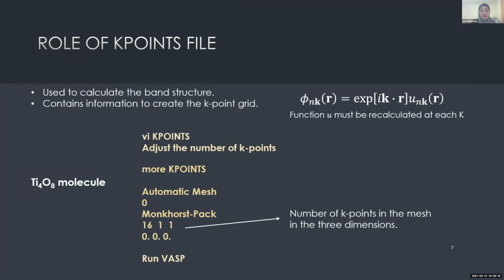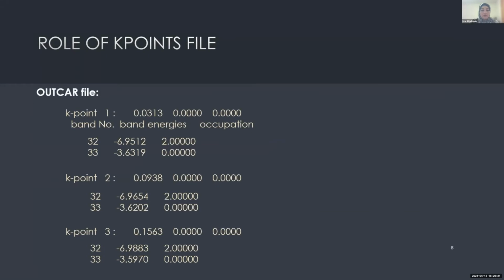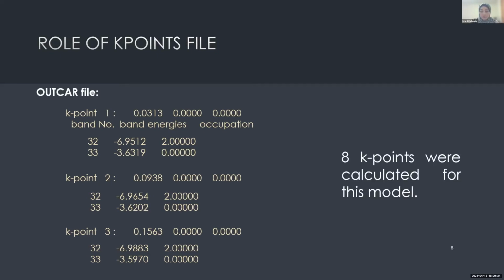So after adjusting the number of key points, we can run VASP, and after that, from the output file, we can see that for each key point we have the energy, and we have more than one key point. For this model, we put, for example, 8 key points, and I just put these representative energies for the HOMO and LUMO orbitals. I want to show you that for each key point, we have a different energy for the same orbital.